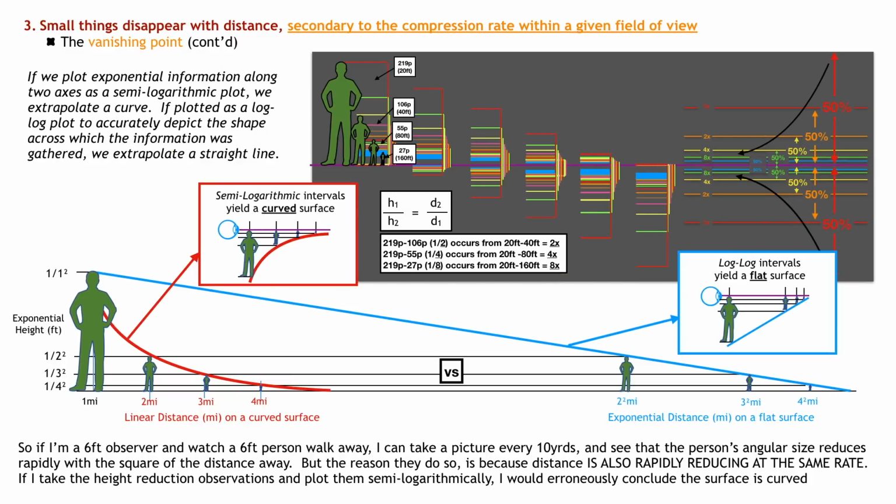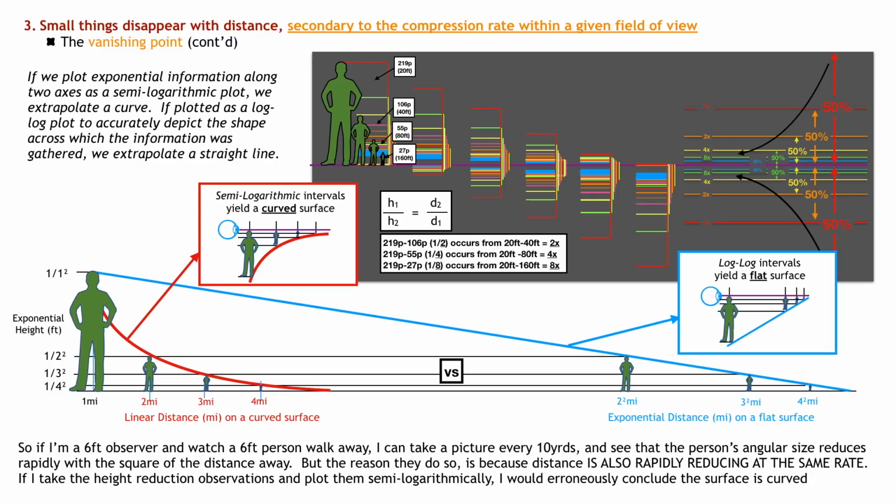So if we plot exponential information along two axes as a semi-logarithmic plot, meaning it's linear in one dimension and logarithmic or exponential in the other, we extrapolate a curve. If plotted as a log-log plot to accurately depict the shape across which information was gathered, we extrapolate a straight line. So again, this is just getting to how possibly we were put into this position where we believe the surface upon which we stand is a curved surface.